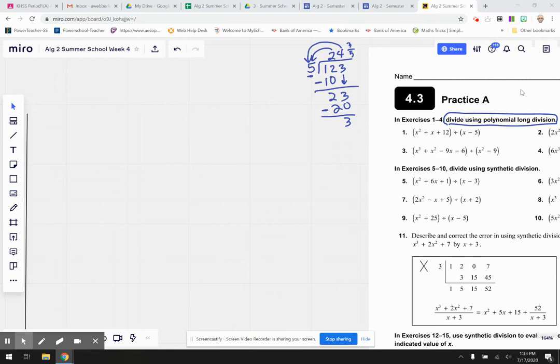So with that in mind, let's take a look at our polynomial ones. Okay, so what we have, and I'm going to do number 1 right over here. What we have is the x squared plus x plus 12 on the inside divided by x minus 5 on the outside. So x squared plus x plus 12. Now to do this, it's really looking at the first and the first, and you want to find out what can you multiply the outside one by to get the inside one, and that would be an x.